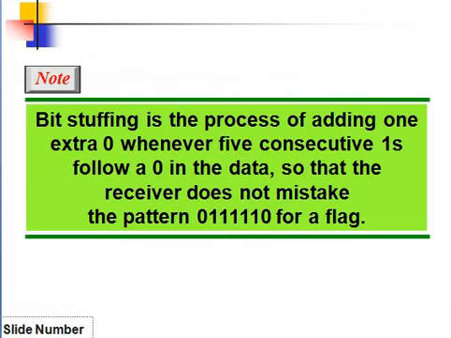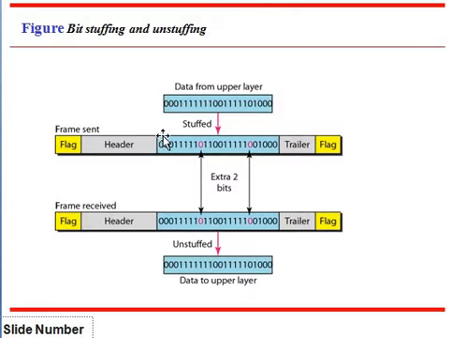Bit stuffing is a process of adding 1 extra 0 whenever 5 consecutive ones follow a 0 in the data, so that the receiver does not mistake the pattern 0 1 1 1 1 1 0 for the flag. See here in this example: if there are 5 consecutive ones, we have to add 1 extra bit. So if we take the data from the upper layer, it has to be stuffed by adding a 0 after the 5 consecutive ones. In our example we are adding extra bits after the 5 consecutive ones.